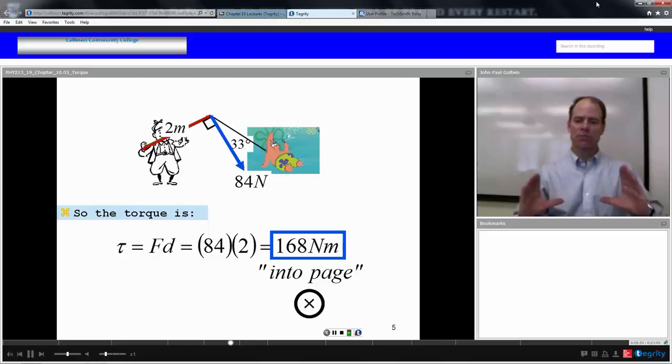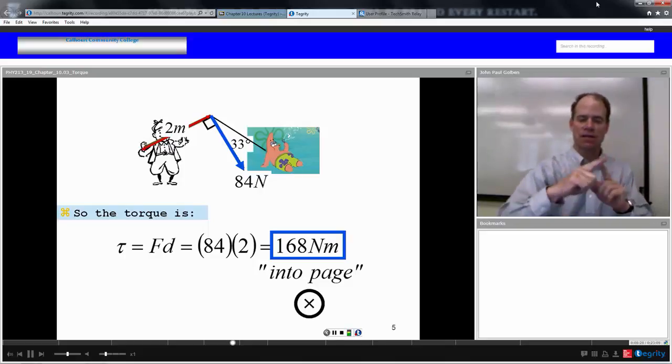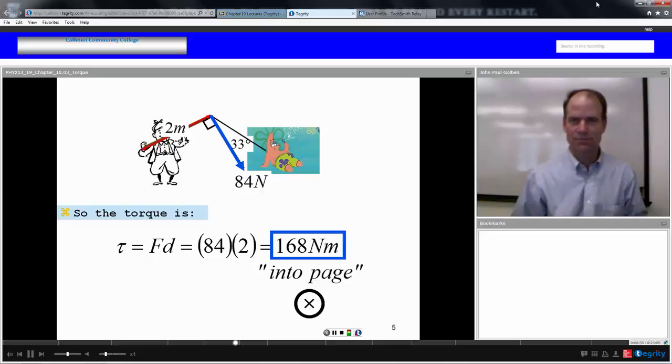As I indicate that on this, that would be into the page. What I mean by into the page, you're looking at the tail feathers of the arrow as it's going into the page, and that's what the X means. If the arrow were coming out of the page towards you, you would just look at a dot in the middle of that circle as you're looking at the tip of the arrow coming towards you.